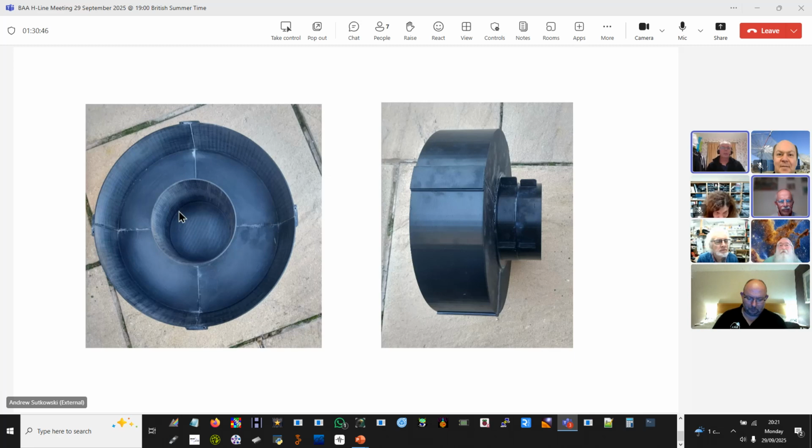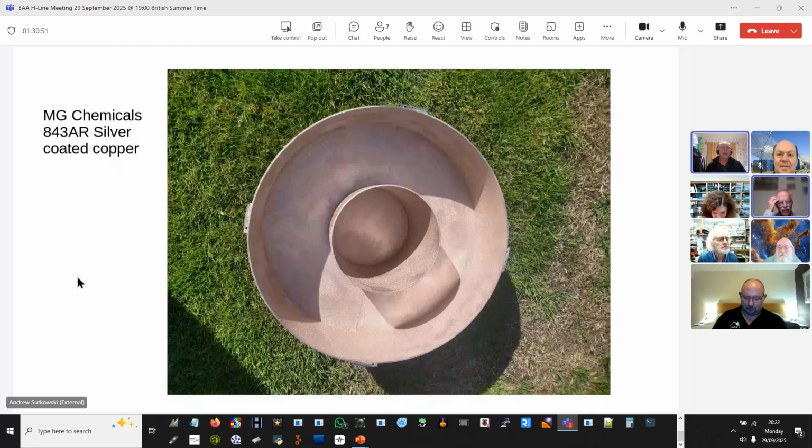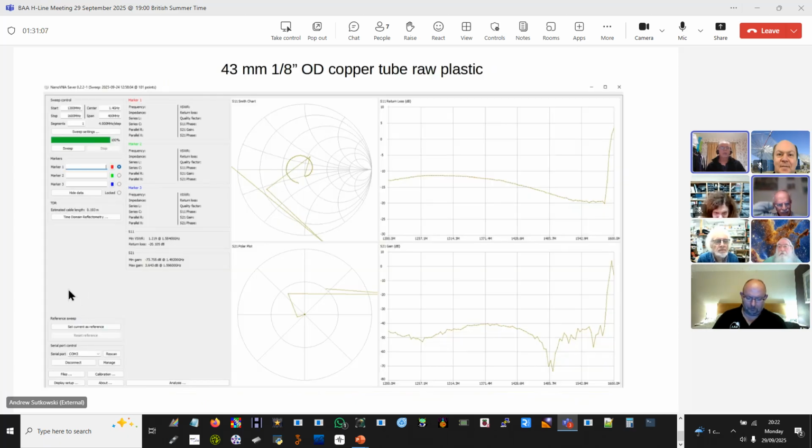There's also a hole in here at the appropriate place for the monopole to come in. Then, using MG Chemicals 843 AR silver coated copper spray paint, I spray painted the inside to give it a metallic finish, and then inserted the monopole inside it, and then we get into the NanoVNA. The first thing I did was take the unpainted plastic feed horn, put the monopole in it and do a spectrum, and absolutely nothing at all, which is not entirely surprising.